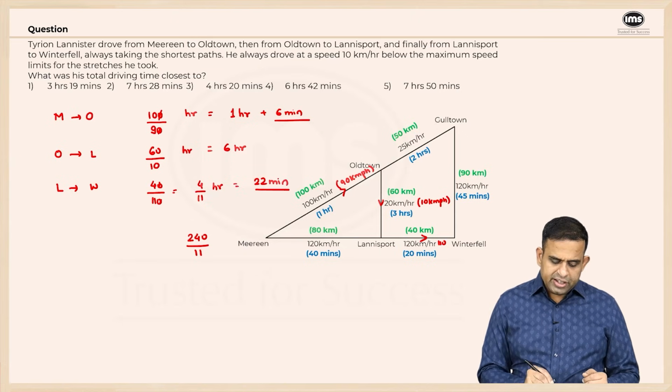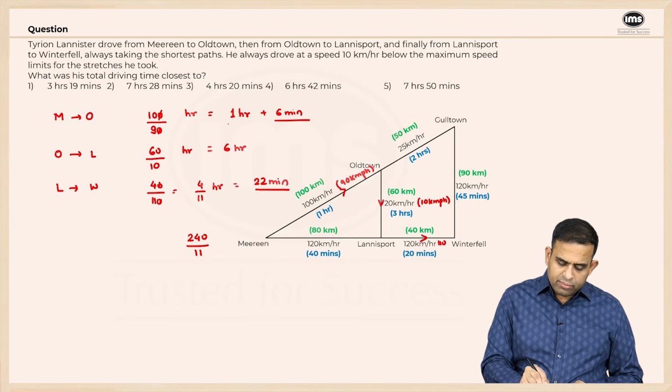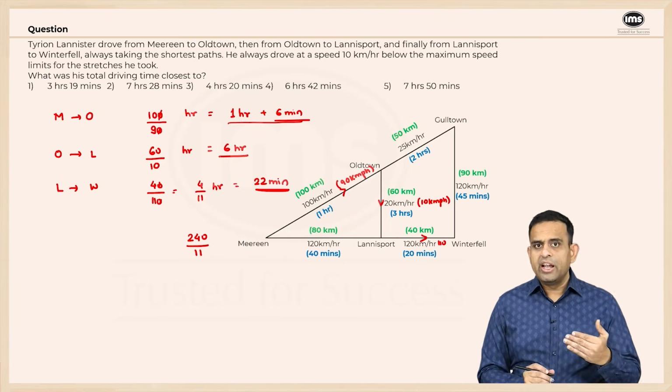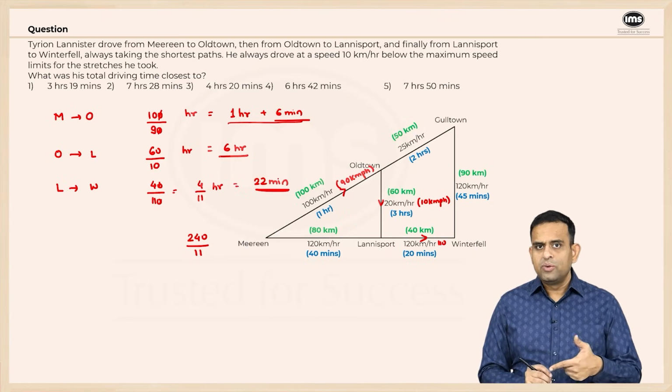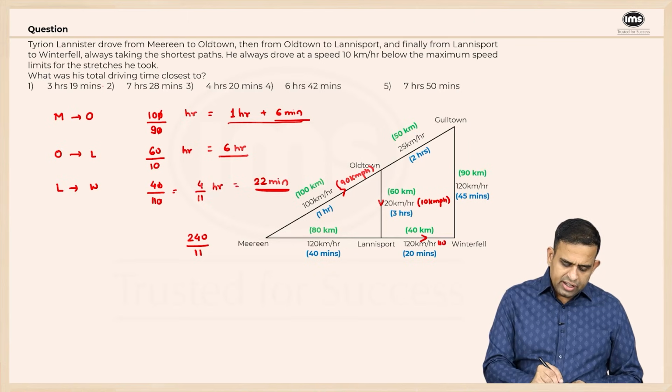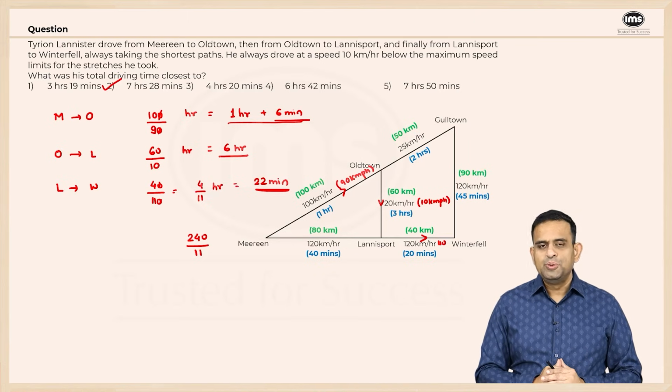So the question over here says, what was his total driving time? If you add 1 hour 6 minutes plus 6 hours 22 minutes, we get 7 hours and then an additional 28-odd minutes. So if I look at the options carefully, I should choose to mark option number 2 as the answer over here.